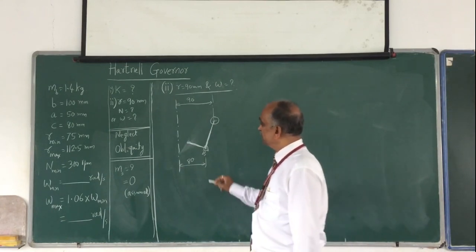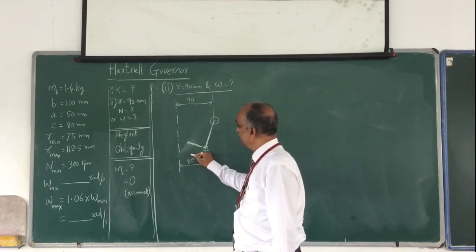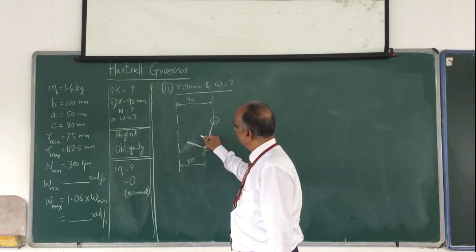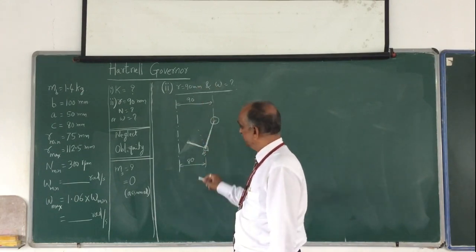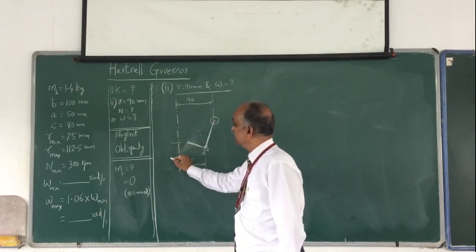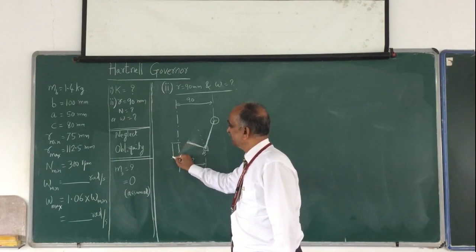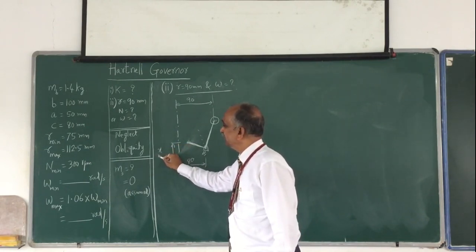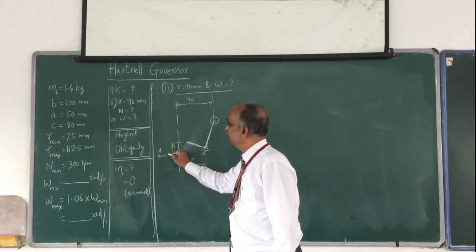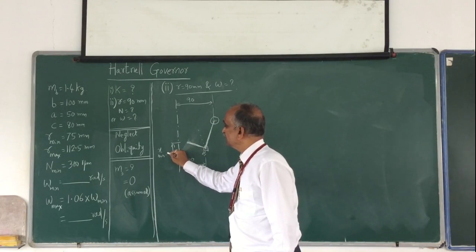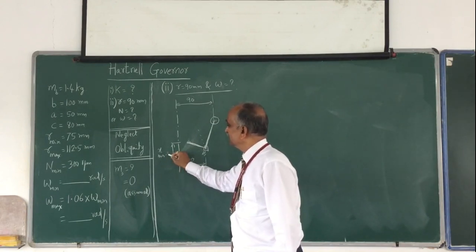So where was your minimum position? I just draw it. The minimum position was something like this, and this distance, I require this. This is what I call X minimum to 1, from the minimum position to position 1.